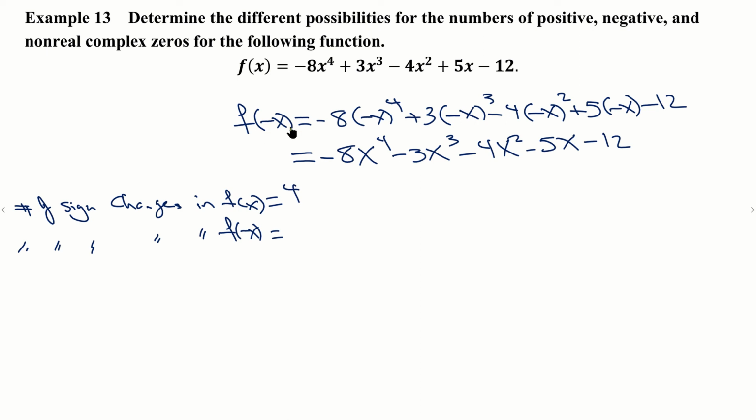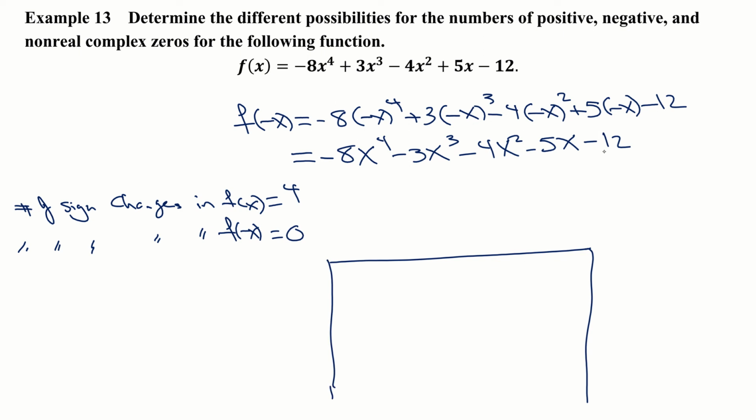How about the maximum possible number of negative roots? Well, for f of negative x, negative to negative, no change, to negative, no change, to negative, no change, to negative, no change. They're all negative, so 0 sign changes. All right, so let's make our table.